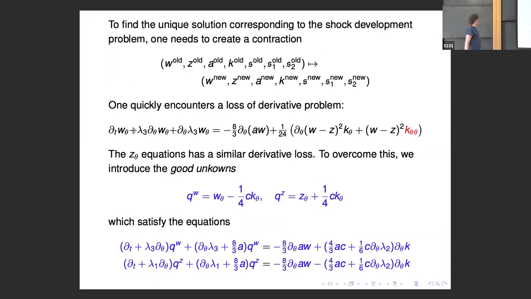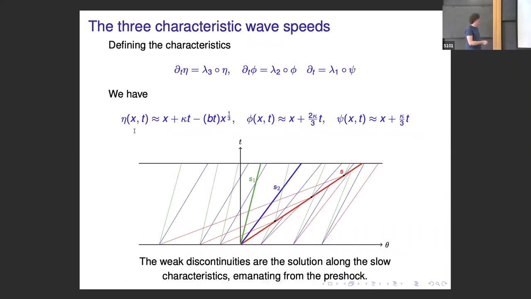Okay, so we have an approximate solution, but we need a real, actual solution. And this is created by a contraction. This is difficult. You start with approximate curves, S1, S2. And this leads to a new approximation of the variables W, Z, A, and K. And from that, you can get a new approximation of the curve itself.